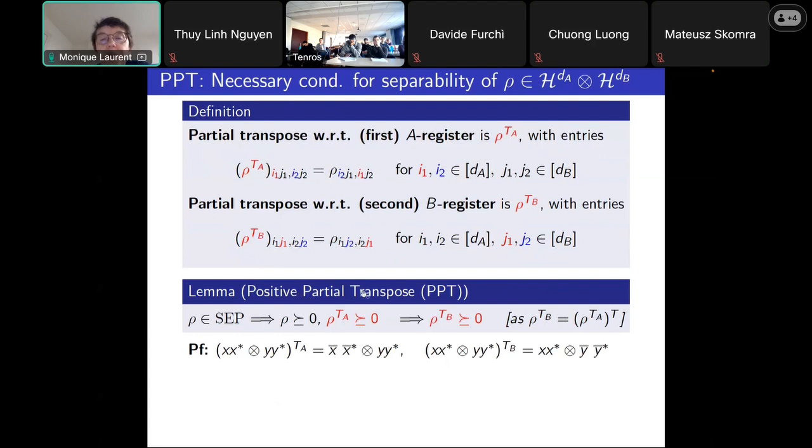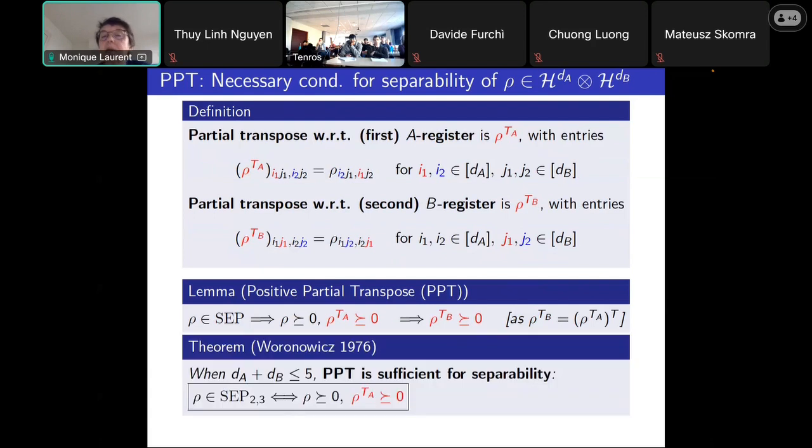So if you apply the partial transpose to a matrix rho which is separable, then it creates a matrix which is positive semidefinite. So if rho is separable, then its partial transpose should be positive semidefinite, with respect to the first A or with respect to the B. If you have these two conditions, one also implies the second one, so you can put that condition or that one. In the presence of rho PSD, these two conditions are in fact equivalent. So this is a very useful necessary condition for separability.